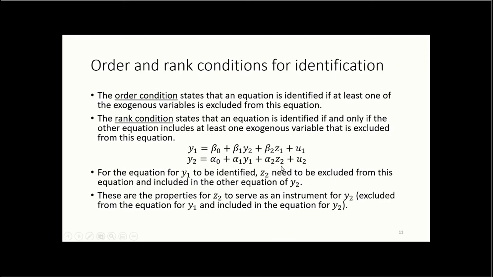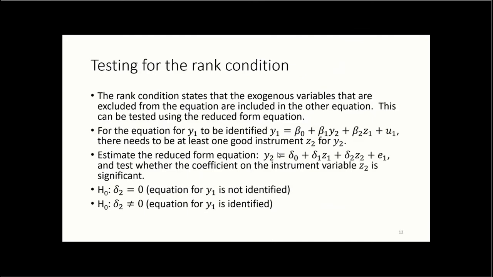So the rank condition for identification is the same as us having a really good instrument Z2 for this endogenous variable here, Y2. And the same applies for Z1 being a good instrument for Y1. So Z1 is excluded from this equation for Y2, and Z1 is also related to Y1, which is the endogenous variable. So this is the rank condition for the second equation: Z1 is excluded from the second equation and is included in the first one.